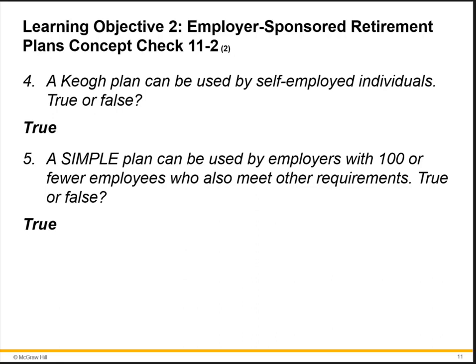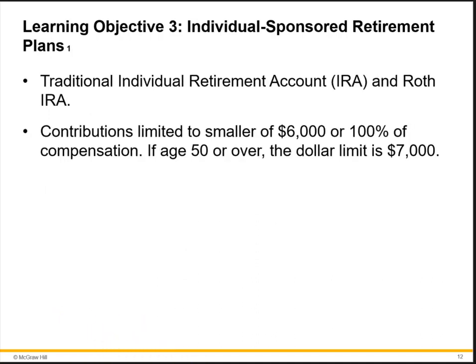Okay, Keogh plan is for self-employed individuals. Yeah, it's true. And simple is for employers with 100 or fewer employees. And you've got to follow those rules we talked about. Okay, that's the employer-sponsored plans. They're the common ones. So of course, you've got variations on all of those that can be very complicated and so forth. Those are the general principles of the common ones.